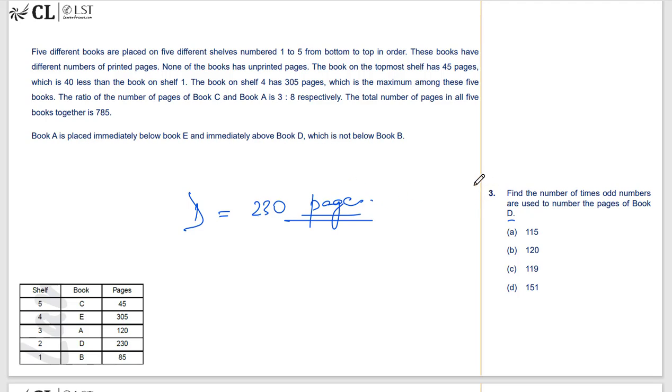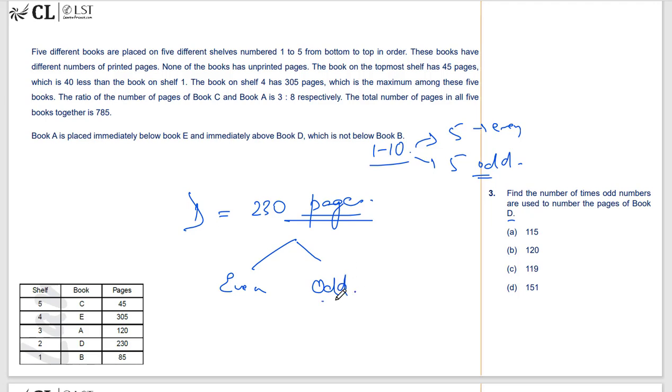So let's say if we count from 1 to 10, if a book has 10 pages, half of the page numbers are going to be even in nature, and half of them are going to be odd in nature. So if there are 230 pages, half the page numbers would be even and half would be odd because they are appearing alternately. So that's pretty easy. 230 by 2, that's 115. Page numbers are going to be odd.